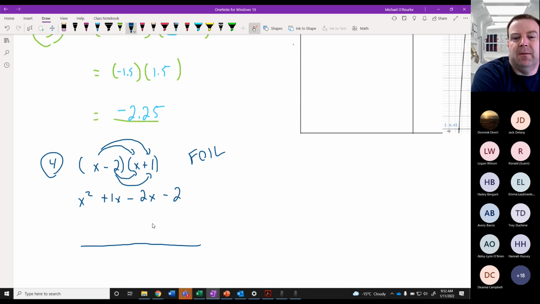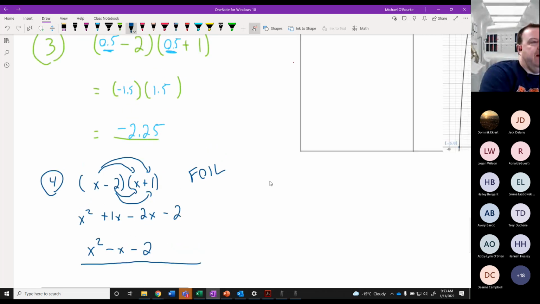After foiling. Once you're done foiling, so this will be that.